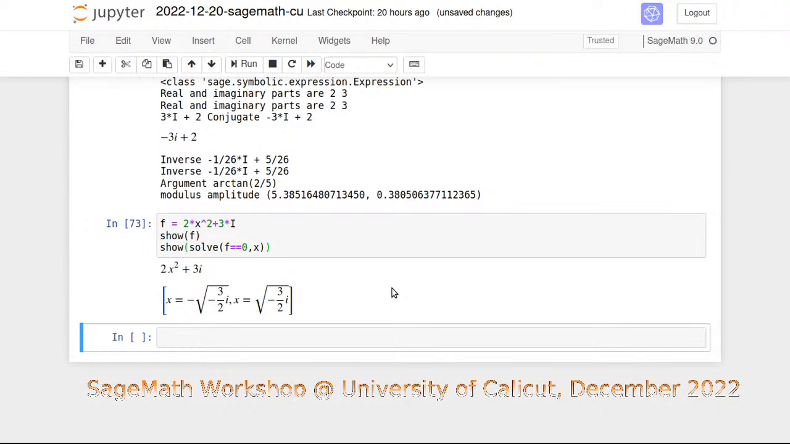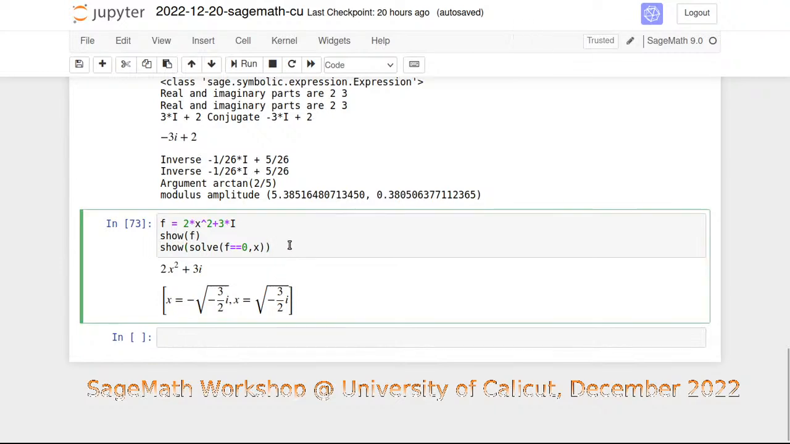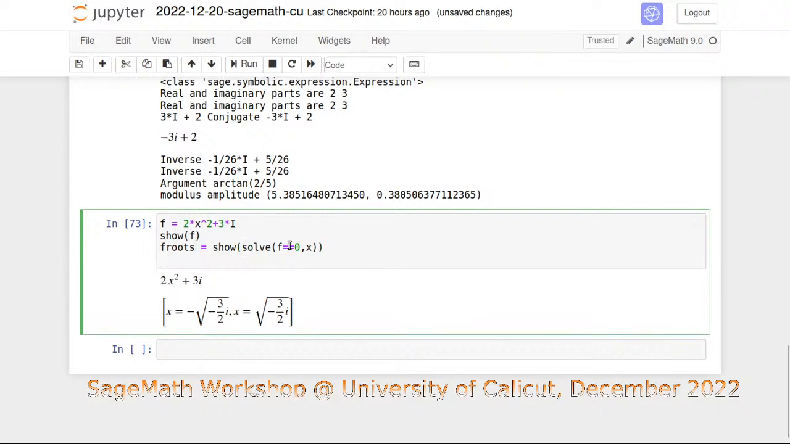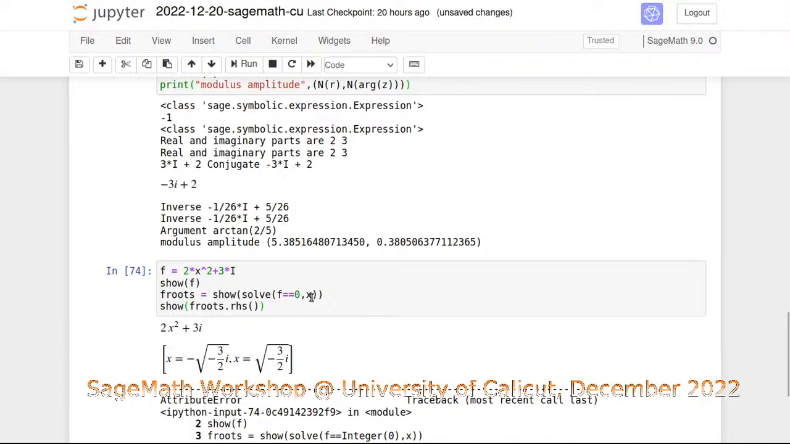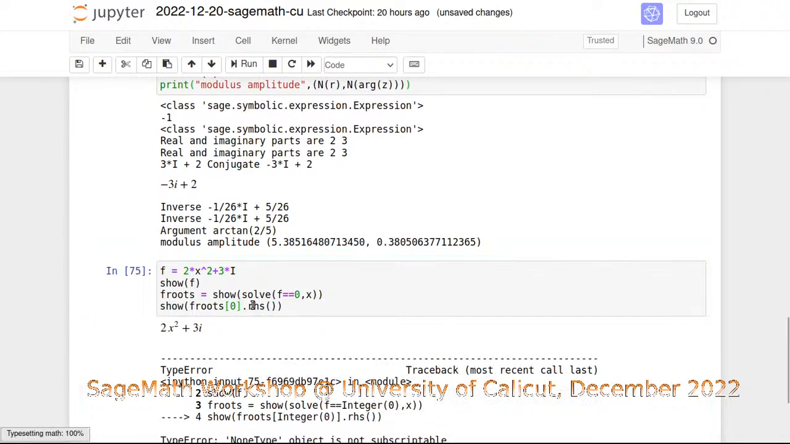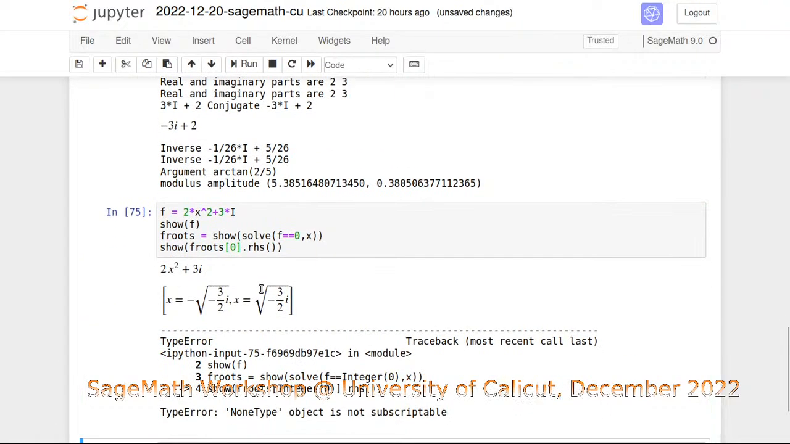Even if you use show, that is somewhat a strange output, but maybe what we can try to do is, let us call this f roots, and let us take the RHS. Okay, f roots dot RHS, f roots 0 RHS, and f roots 1 RHS. Okay, show is not required.